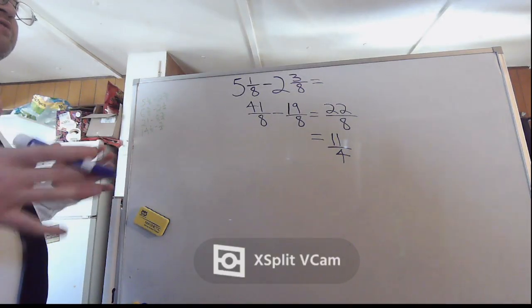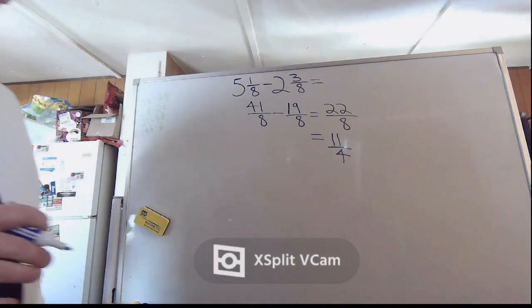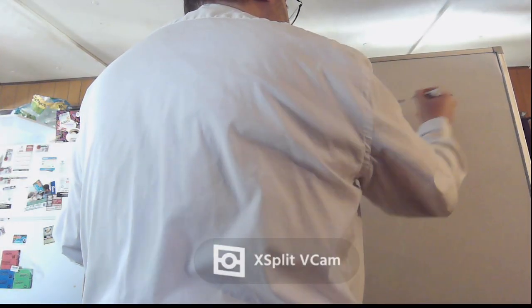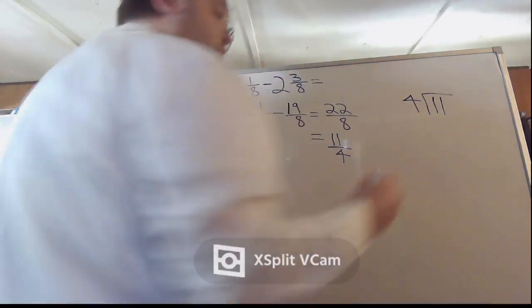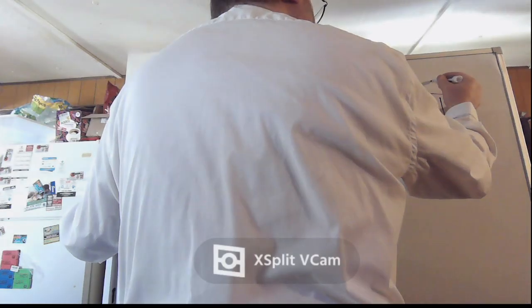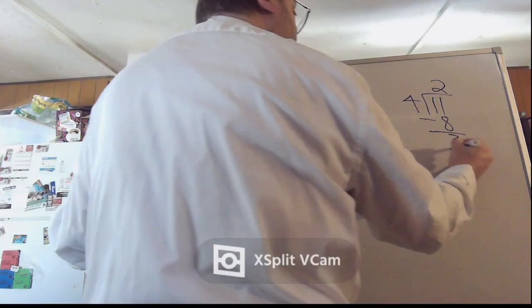We need to go ahead and convert that back into a mixed number. So we'll do the division here. We'll do 11 divided by 4. So 4 goes into 11 how many times? 2 times. 2 times 4 is 8. 11 minus 8 is 3.